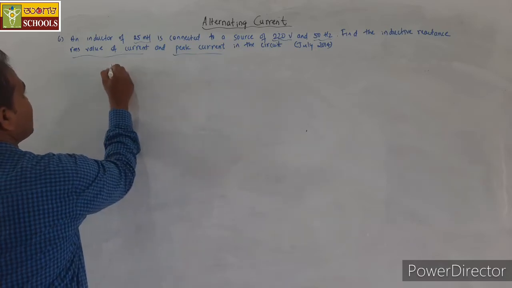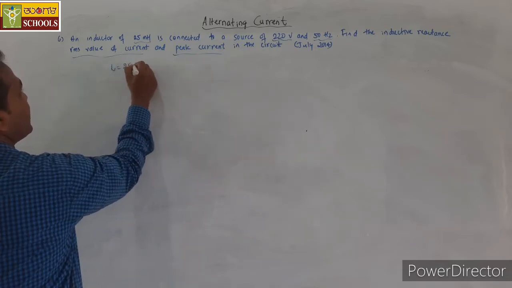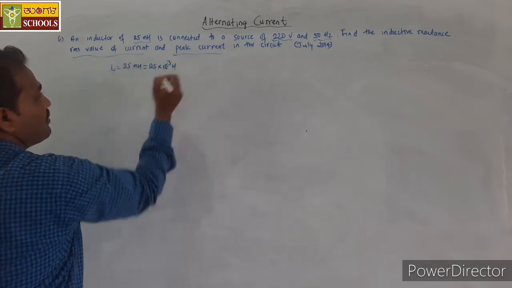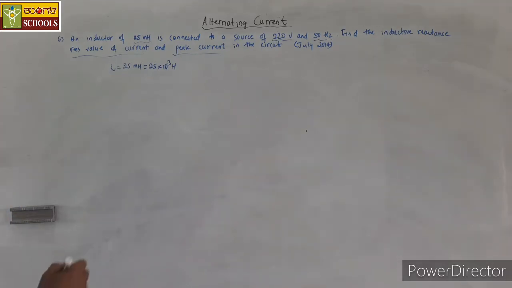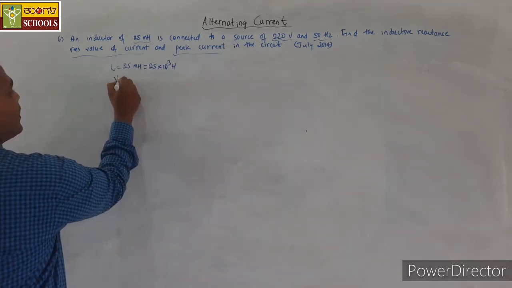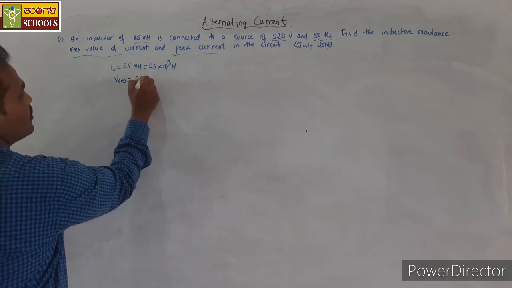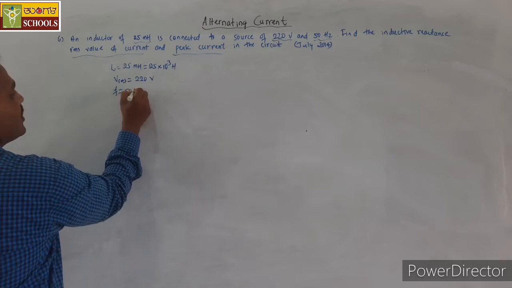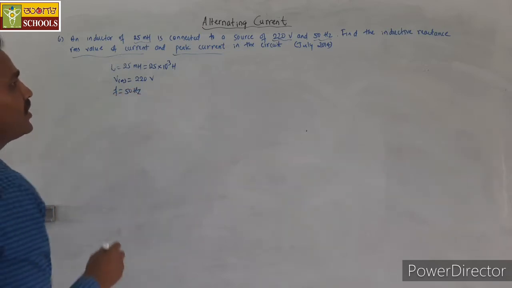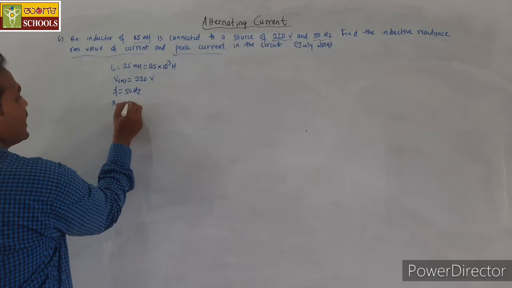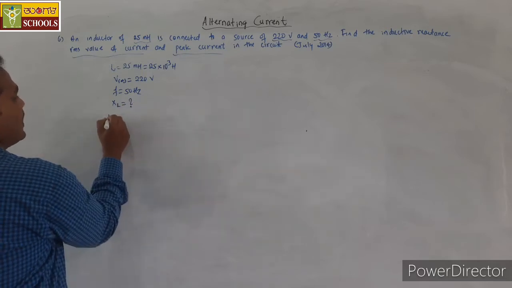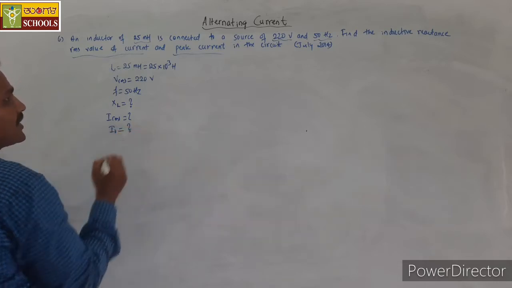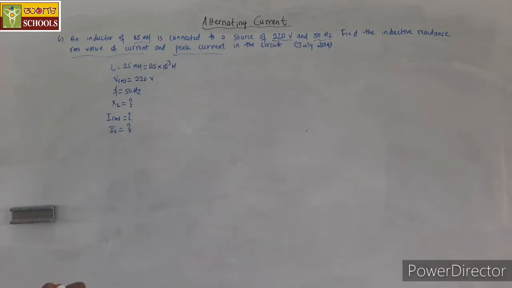Okay, let us write the data given. L is given to be 25 millihenry, that I can write as 25 into 10 to the power of minus 3 Henry. Then voltage Vrms is equal to 220 volt and the frequency of the AC is 50 Hertz. We have to find out what is inductive reactance, XL is question mark, I RMS we have to find out, and I naught, the peak value of the current, we have to find out.